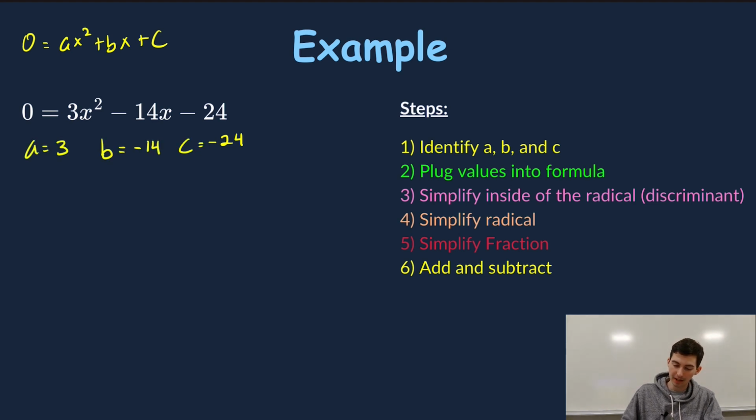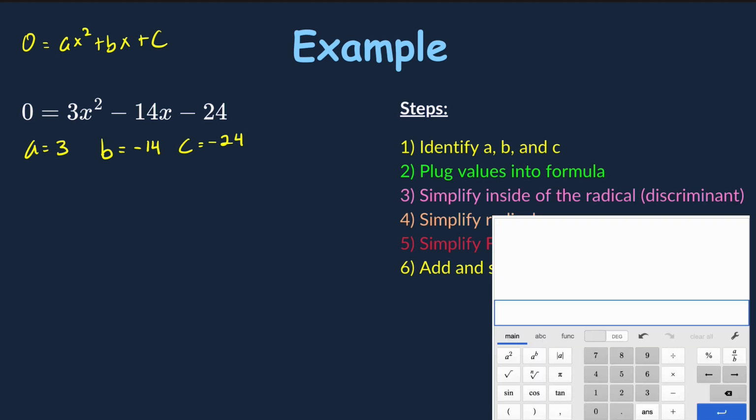Okay? So now I'm going to group steps 2 and 3 together. Step 2 says we're going to plug the values into the formula. And so I'm going to hop over to Desmos here. And now I can tell Desmos what my a, b, and c are. So I'm going to say a is equal to 3. I'm going to say b is equal to negative 14, and c is equal to negative 24.